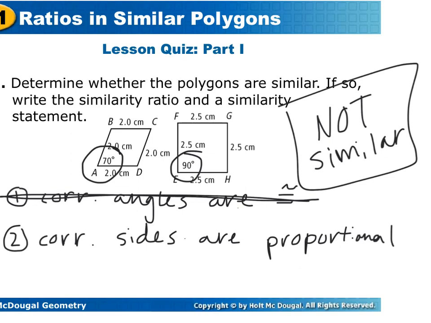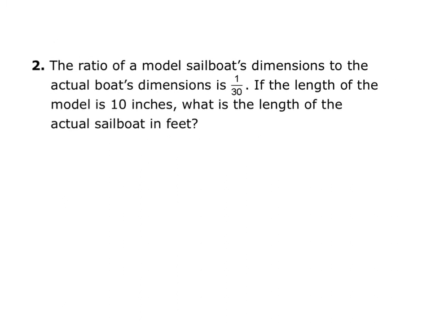Ready for the next one? The ratio of a model's sailboat dimensions to the actual boat's dimensions is 1/30. If the length of the model is 10 inches, what is the length of the actual sailboat in feet? So what is the one referring to? The model or the actual boat?